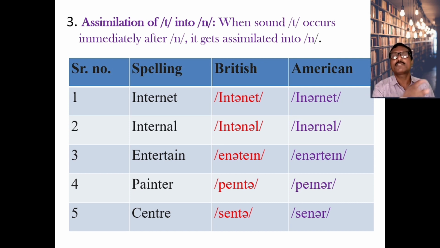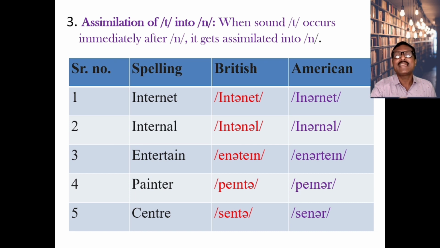See the spellings and try to understand. The word is internet. The British word is internet, while Americans will say internet. They'll not say internet, they'll say internet, because two different rules are there. One is they're omitting the t sound and they are producing r deliberately. So these are the two things. This is what we have to understand, internet.